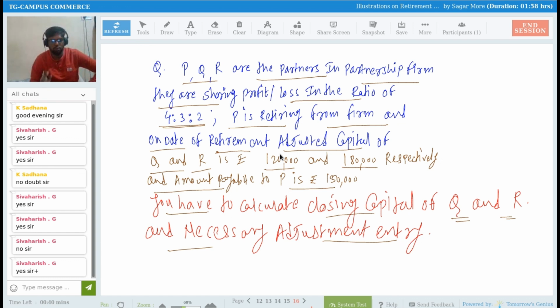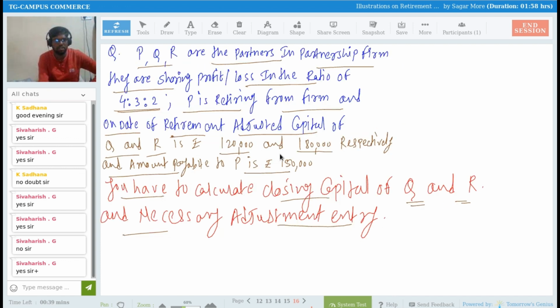First of all, tell me, is it case number 1, 2, or 3? Sir, in case number 1, capital is already given. In case number 3, they have given that the continuing partner has to bring such an amount into the firm, and that amount must be proportionate to their profit sharing ratio. So this is also not the third case. So it's case number 2.